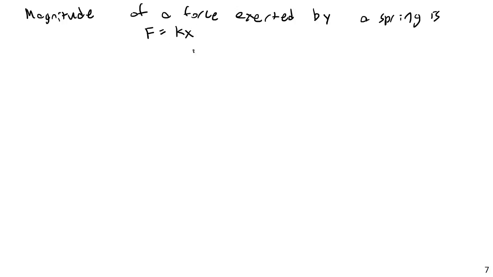So the magnitude of the force is F equals kx, but the actual force would be negative kx, where k, of course, is the spring constant in, say, newtons per meter or pounds per inch or something like that. Force over distance. Now, we need to describe what these things are, so let me draw a couple springs to illustrate this.